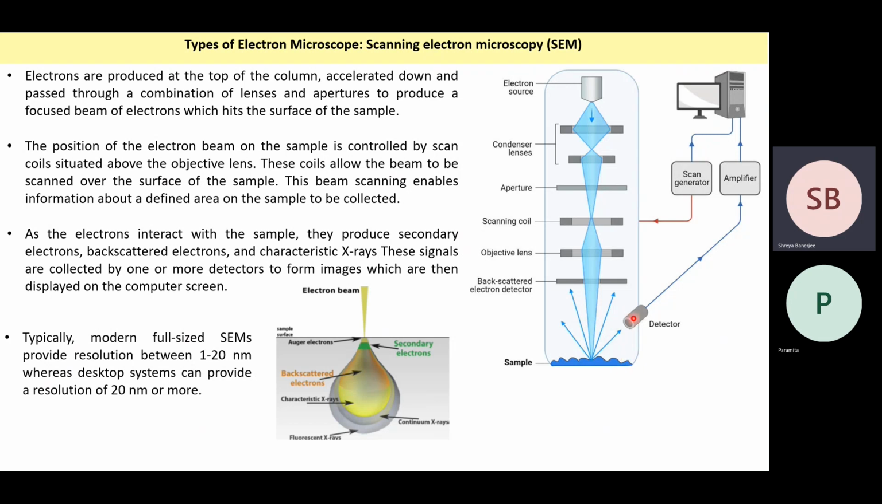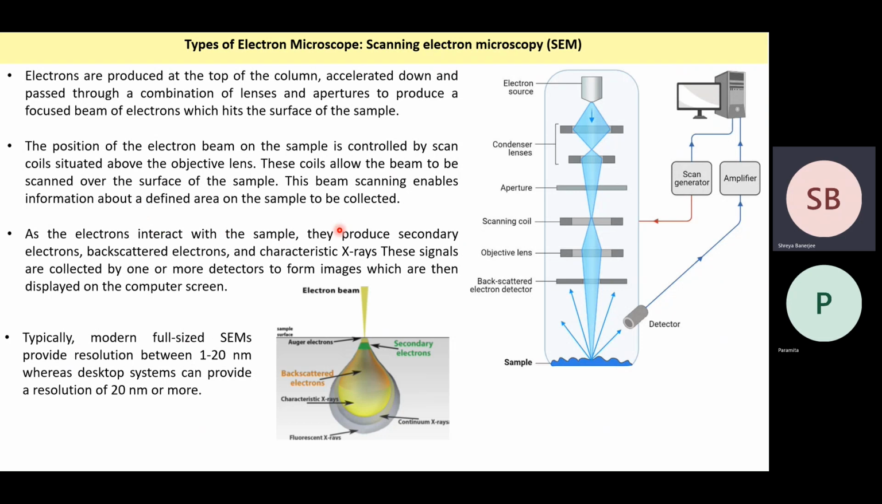And then you will get information about the sides of the sample. The characteristic of this type of microscopy is that you are getting all kinds of information about the surface topography of the sample, but nothing about the interior parts, because the electron beam is not passing through the sample to give you information about the interior structure of the sample. It is only giving you an idea about the surface topography.